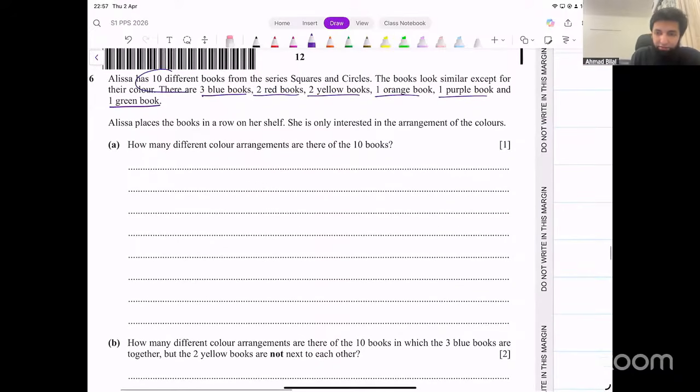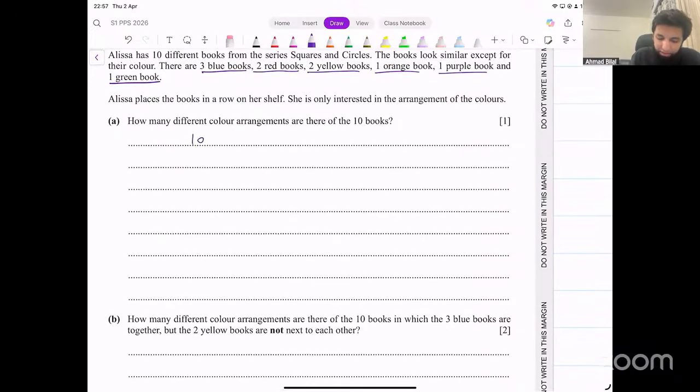The books are all different. So if we were to arrange the books, we would say that's 10 factorial. But she's only interested in the color arrangements. So for example, if you have the first blue book and the second blue book together like this, then she doesn't care if it's B1, B2 or B2, B1. They mean the same thing for her. So books of the same color, in this part, we're going to consider them identical, right? There's no difference between them.